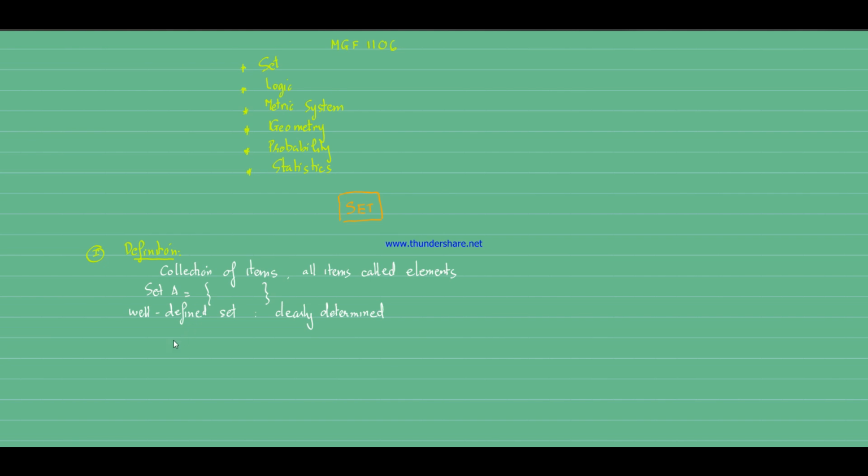Now let me give you the first example of a well-defined set. For example, I have a set A. I'm going to put in a set notation. This is set notation.